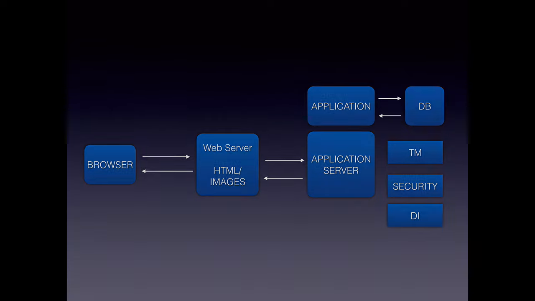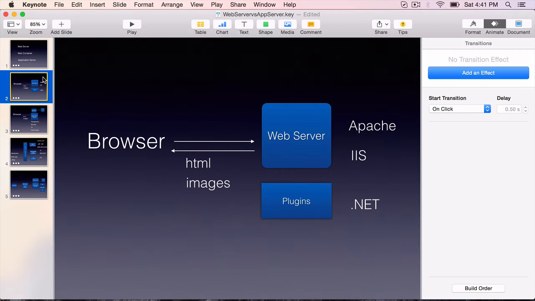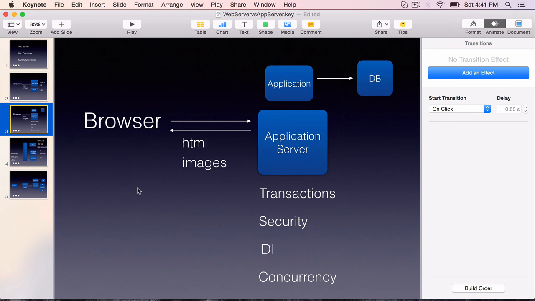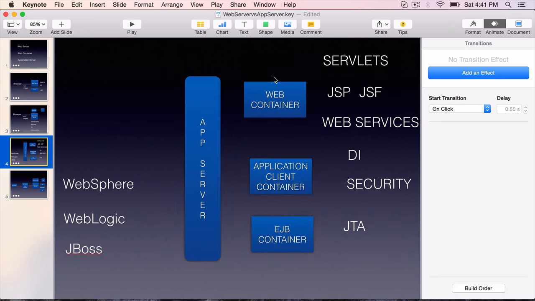So to summarize, a web server only serves static content back to the client, whereas an application server can run our application, which is a dynamic application that knows how to connect to a database and produce dynamic HTML, images and all that. And the application server provides services to the applications which are deployed on it. The application servers in the Java EE space are typically divided logically into containers, starting with the web container, the application client container, and the EJB container. Each of these containers knows how to maintain the lifecycle of the various Java EE server-side components. In addition, they provide services like transaction management, security, dependency injection, and so on.